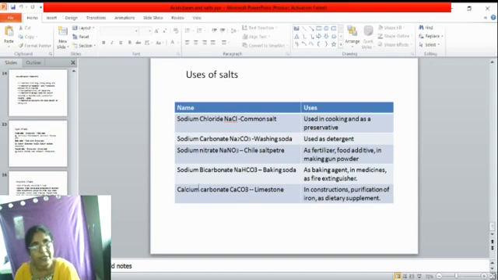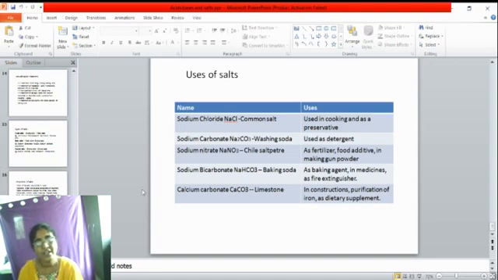Then coming to sodium bicarbonate, which is your baking soda, used as a baking agent in bakeries as well as in your houses also, in medicines, and also used in fire extinguishers. Then lastly, coming to calcium carbonate, commonly called limestone, used in construction, purification of iron, and also as a dietary supplement if we are suffering from calcium deficiency.